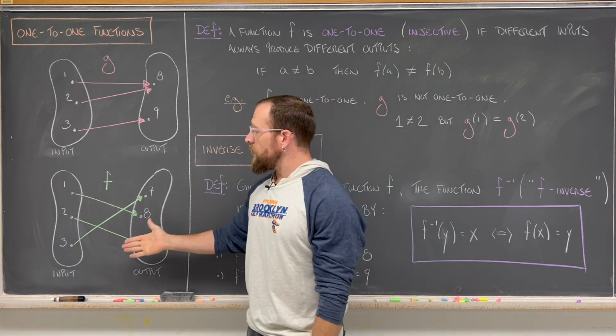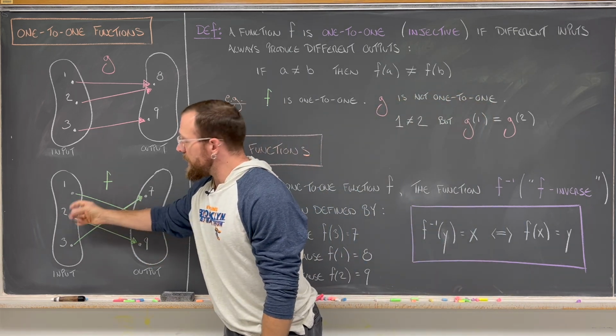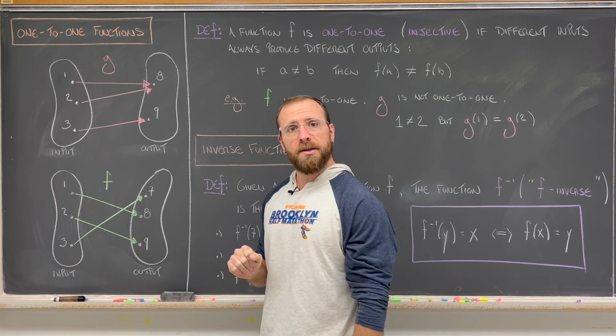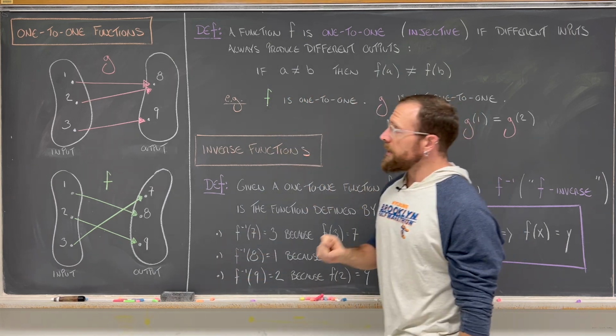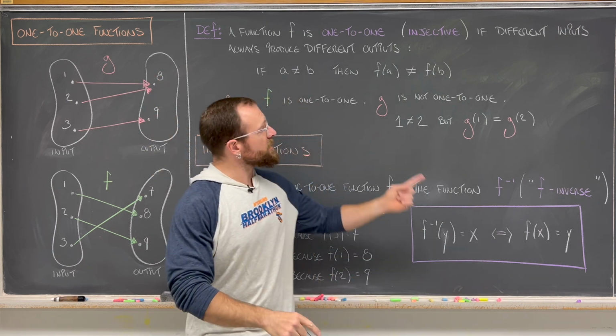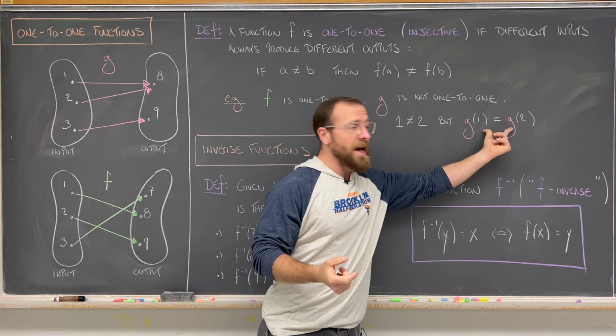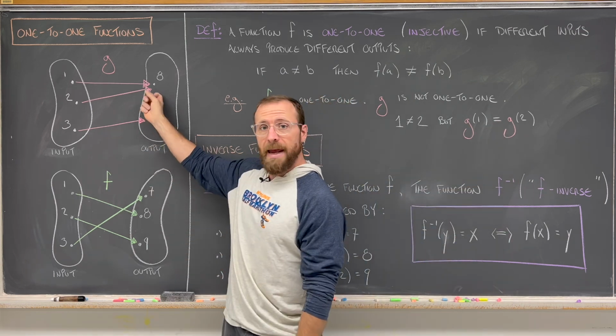So this is the word one-to-one that we can use to distinguish between these. f is one-to-one. If you have different inputs, they always produce different outputs. g is not one-to-one. There are two different inputs that produce the same exact output. Specifically, 1 and 2 are two different inputs that produce the exact same output, which happens to be 8.